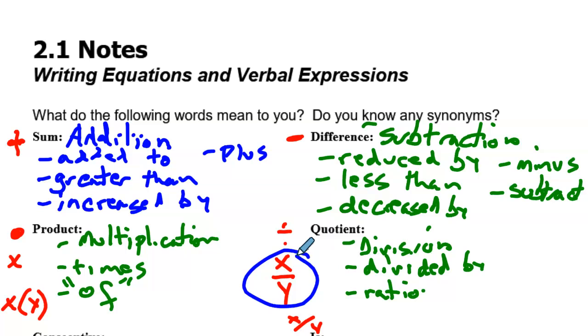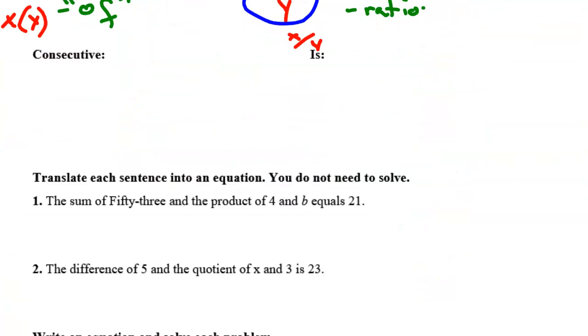All right, next is. When you see that in a statement, 3 more than a number is, what we're really saying is equals. It's the answer, or what everything amounts to. And the symbol for that is the equal sign.